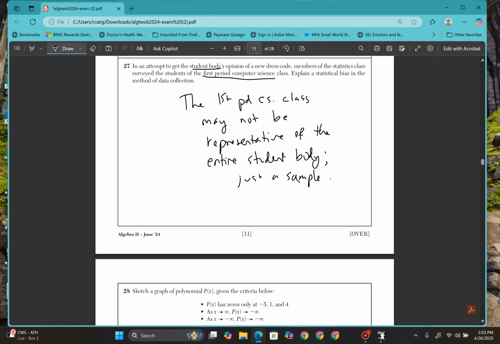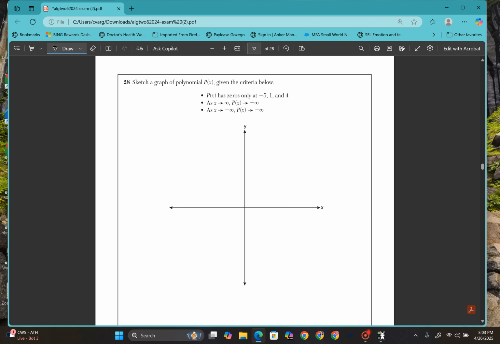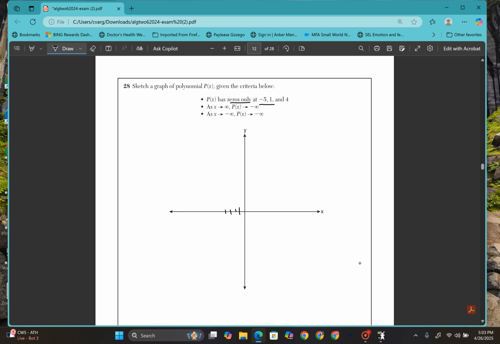Okay. All right. For the next one, it's a sketch of a graph, and they give us certain criteria. They have zeros at -5, 1, and 4. So we can go -3, -4, -5. At -5, there's a 0. At 1, there's a 0. And at 4, we're estimating this, there's going to be a 0.